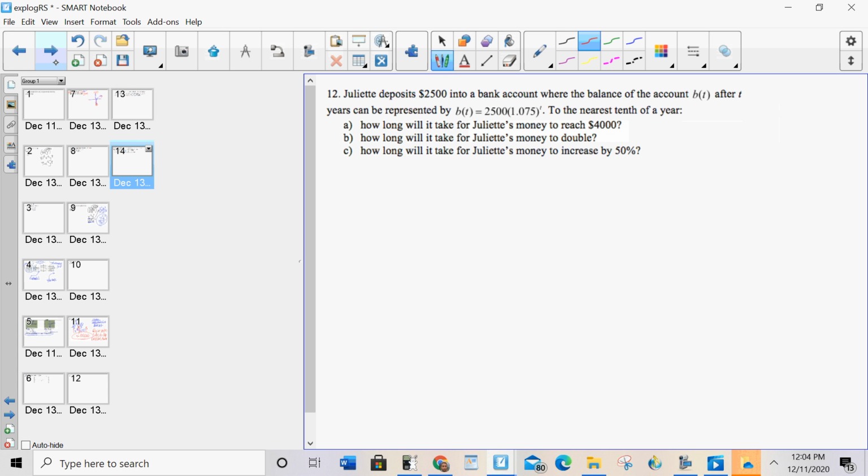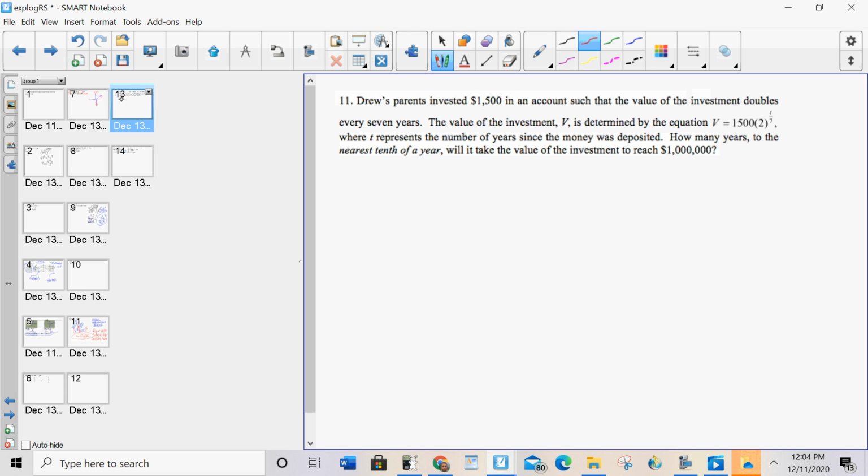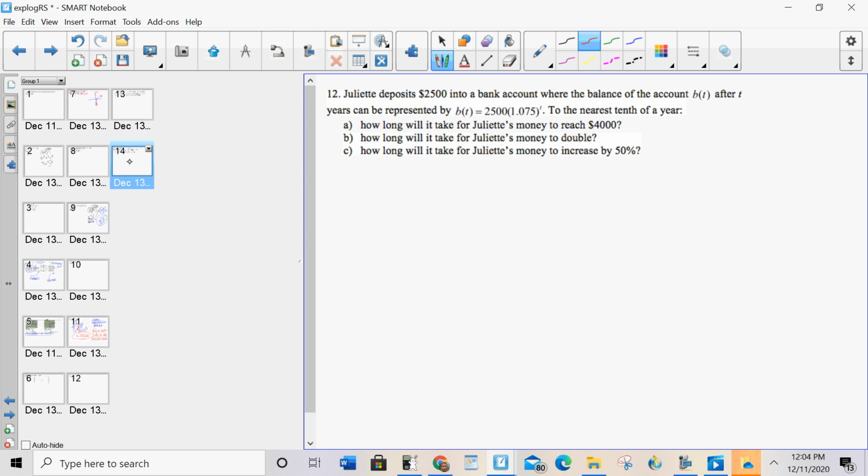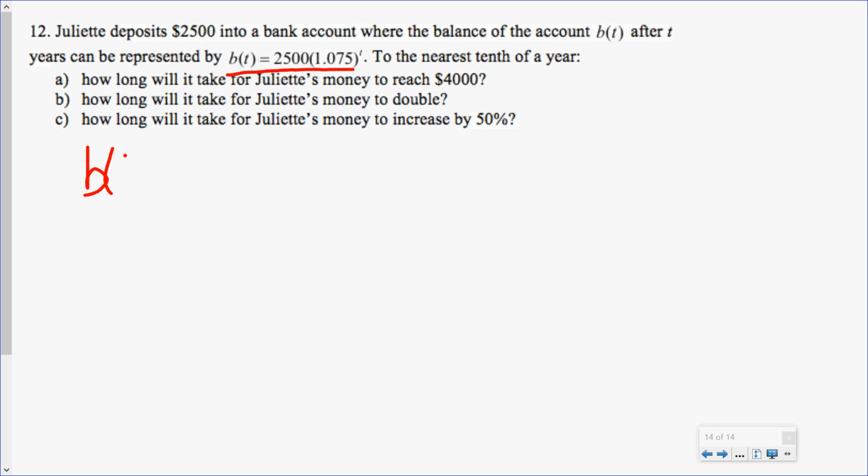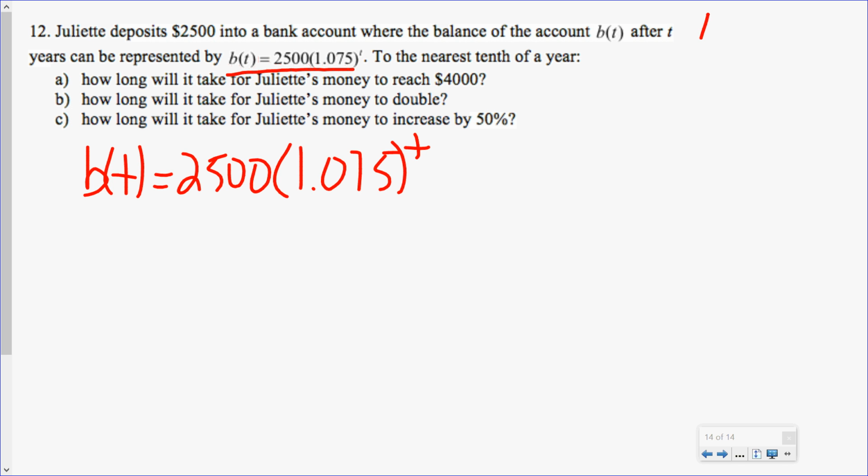So I'm going to go over number 12 just since it's a little more challenging than number 11. This is taken from exponential equations word problems. So if you want to practice this type of question more, you want to watch the video for exponential equations word problems. It's giving me an equation, B of t equals 2500 times 1.075 to the power of t. We always want to list the variables to make sure we understand what they represent. The balance of the account is B of t, and t is years.